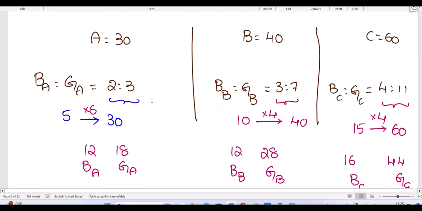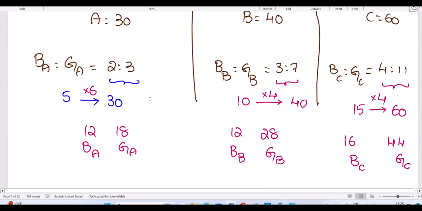This one using traditional method definitely will take more time because calculating individual boys and girls strength in every classroom is a bit difficult. Doing traditional method. Here we are doing bit fast because we are directly applying what is the factor into 6 into 4. I hope you know why into 4 here, why into 6 here. The link.